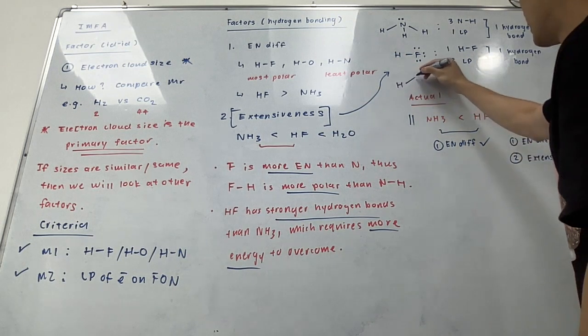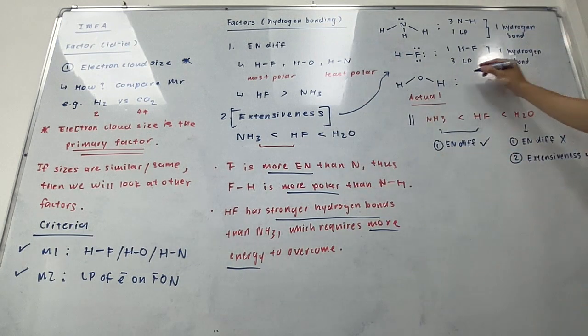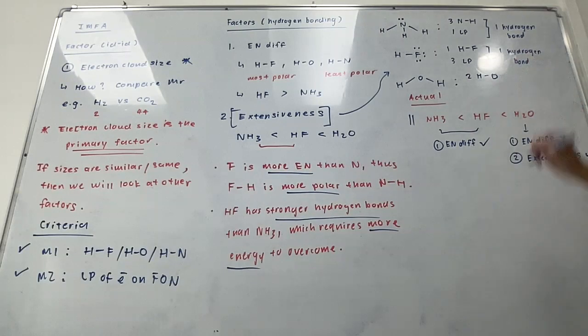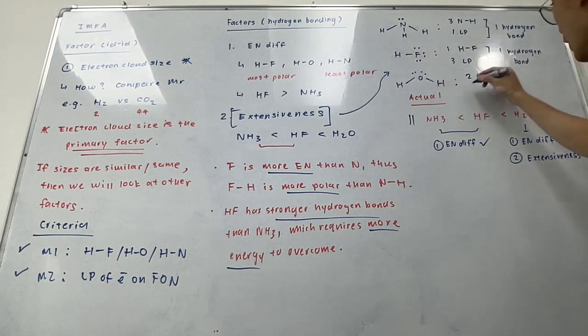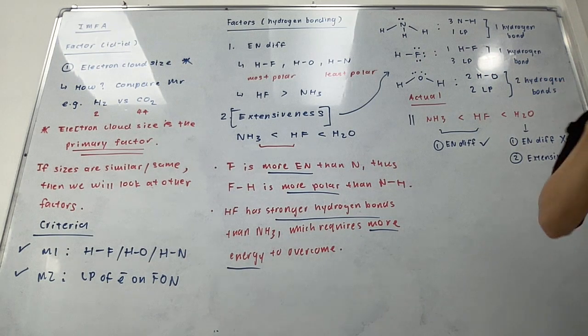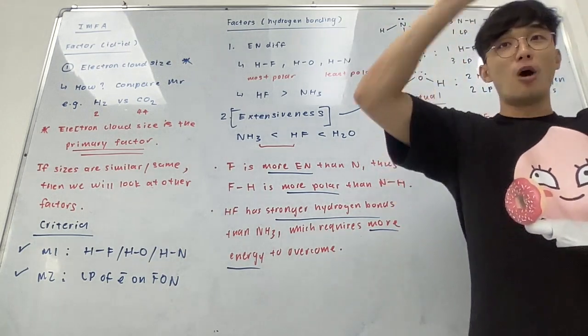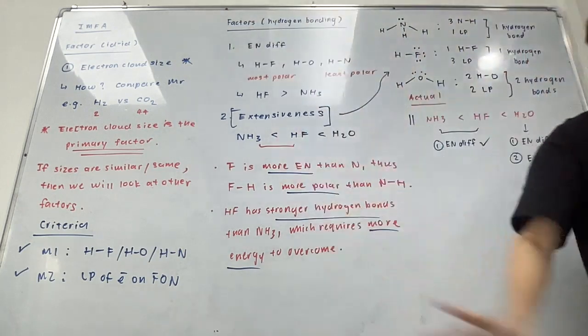Water looks like this. How many OH bonds? 2, very obvious. How many lone pairs on O? 2. 2 lone pairs, 2 OH bonds. This allows you to form 2 hydrogen bonds. So guys, out of the 3, water is the most extensive. Think about it. One guy can form 2 hydrogen bonds. Then from 2, that can form 4. Then 4 become 8. Very extensive. It's a network.